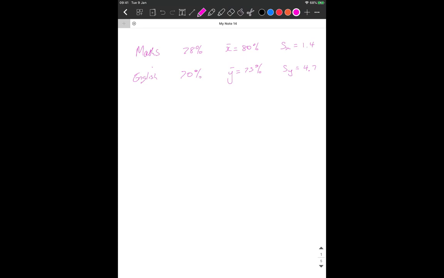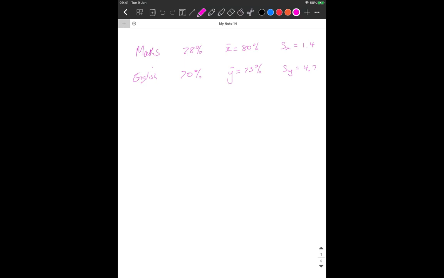So in both subjects, the exam mark was less than the average, but relative to the standard deviation, which again is a measure of how spread out the data is, the English exam is closer in terms of standard deviations to the mean than the maths mark. Even though the English exam is further away from a raw score perspective, maths is 2 marks away, whereas English is 3 marks away, maths is further away when comparing it with the standard deviation.